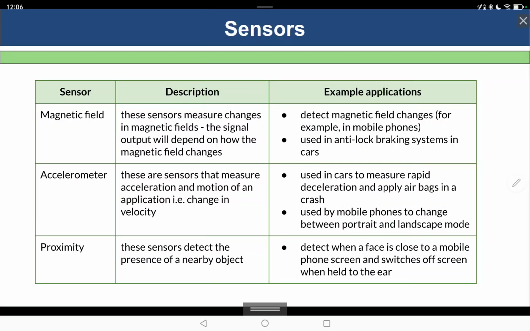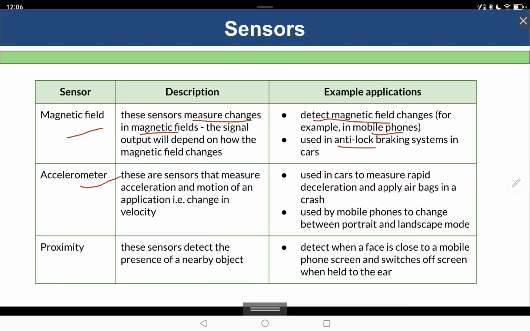Another type of sensor is magnetic field sensor. So this sensor measures the changes in magnetic fields, and they are used in applications to detect magnetic field changes, for example, in our mobile phones. They can also be used in anti-lock braking systems of cars.